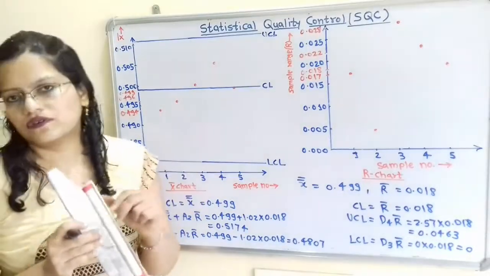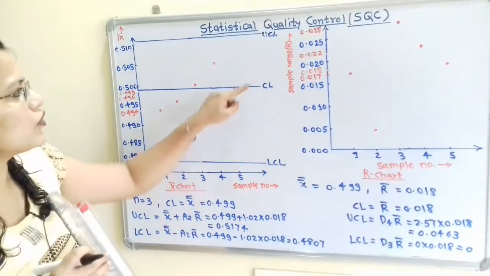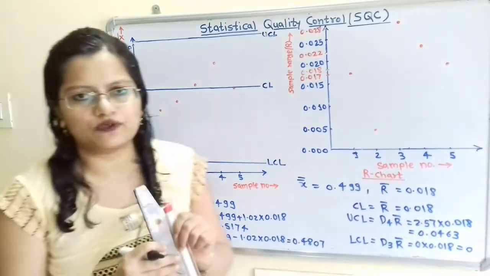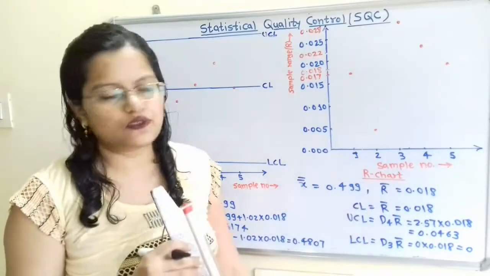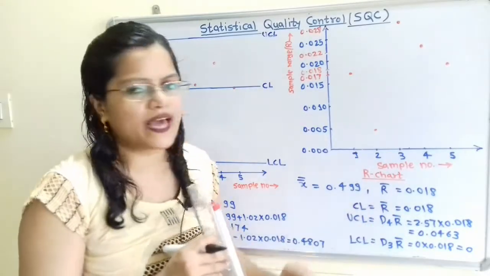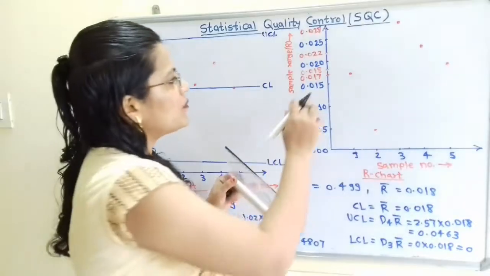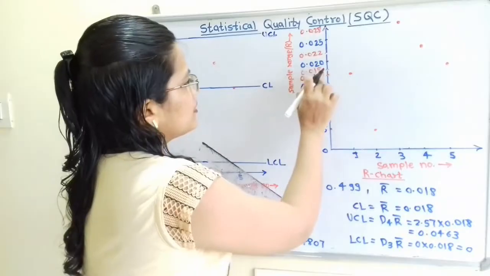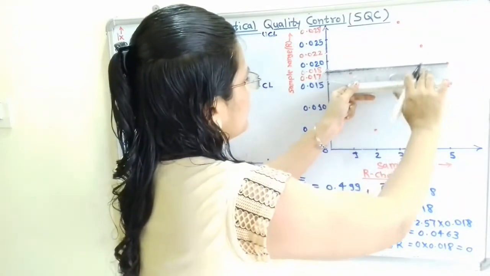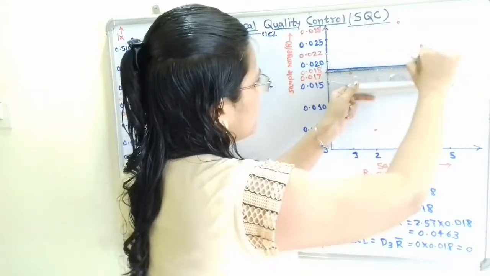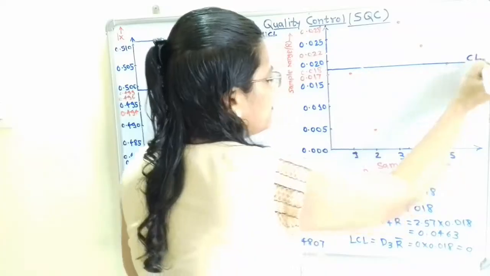Now we will move to the next chart, that is the R chart. For the R chart also we have to decide these values. How do we decide the value for the center line? The center line is equal to R bar, and that is 0.018. How to plot the 0.018? Here is 0.018, so we will consider one line here. This is the center line.